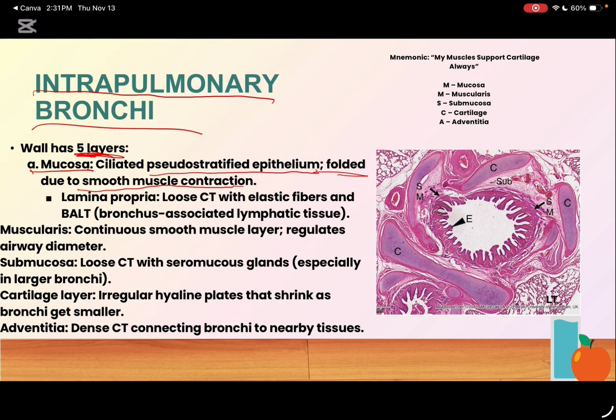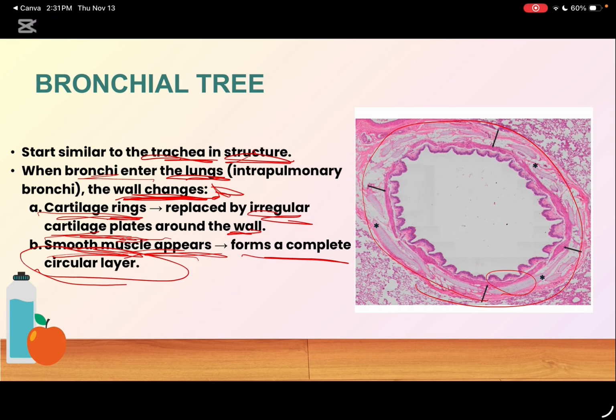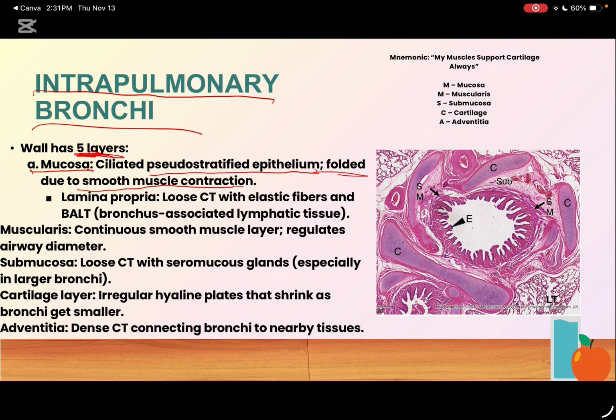As we said, smooth muscle is responsible for forming a complete circular layer. Anyways, lamina propria is a loose connective tissue with elastic fibers and BALT. What is BALT? Bronchus-associated lymphoid tissue, if you want to know its name, but knowing it as BALT is enough. Muscularis is a continuous smooth muscle layer. And what does muscularis do? It regulates the airway diameter by contracting or dilating.